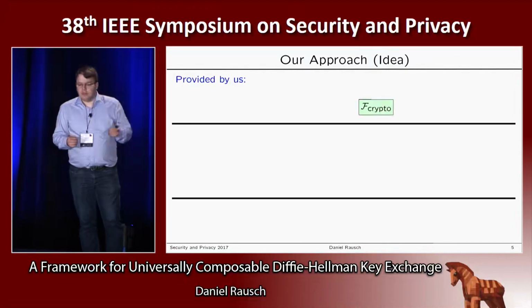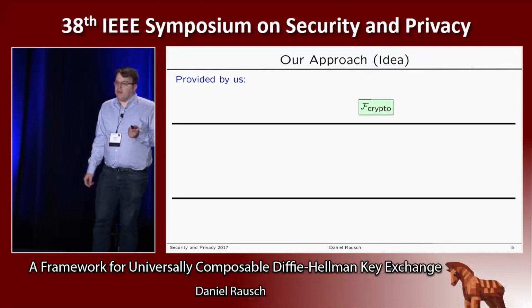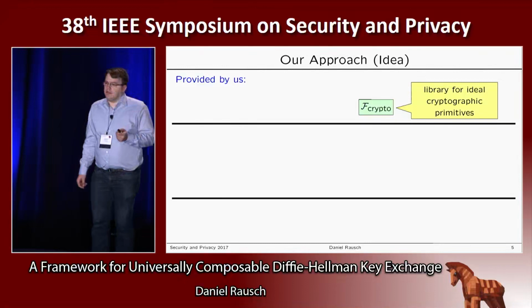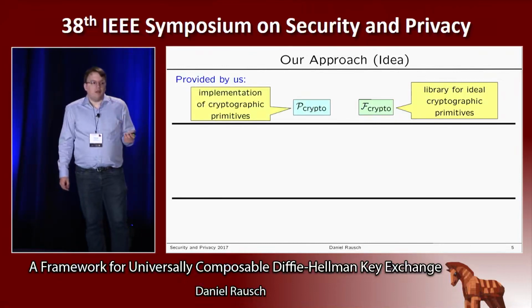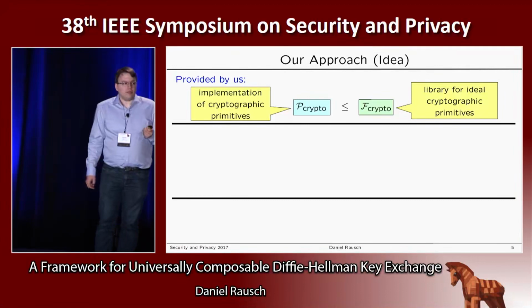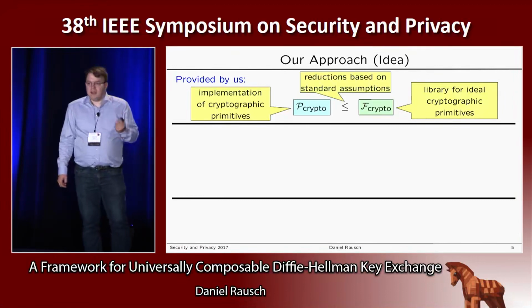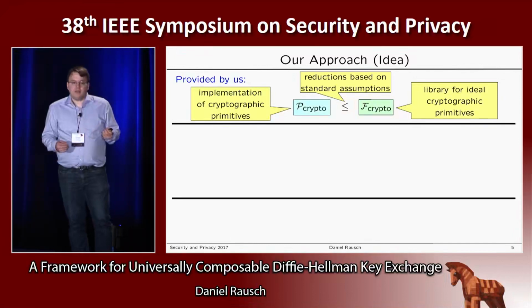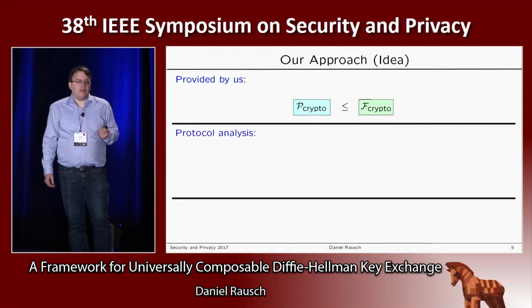In the first step, we provide an ideal functionality called Fcrypto, which contains ideal specifications of several cryptographic primitives. We also provide another library which contains all of the implementations of these primitives, and then we show that Pcrypto realizes Fcrypto. This is exactly the step where we have to execute all reductions based on standard assumptions. However, this is a once and for all effort. Once we have done this, we can use it to analyze protocols.